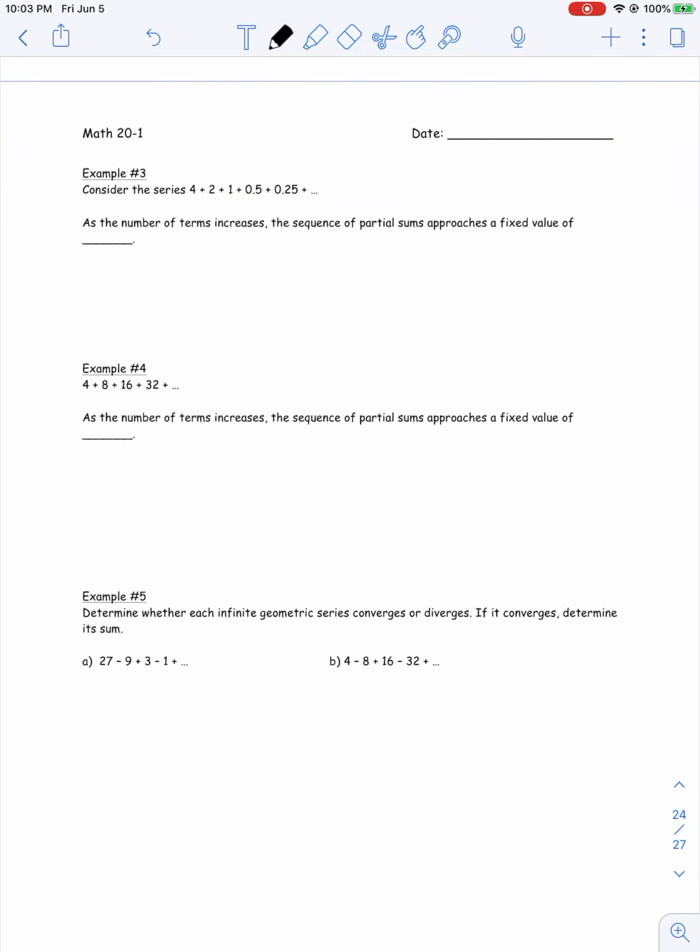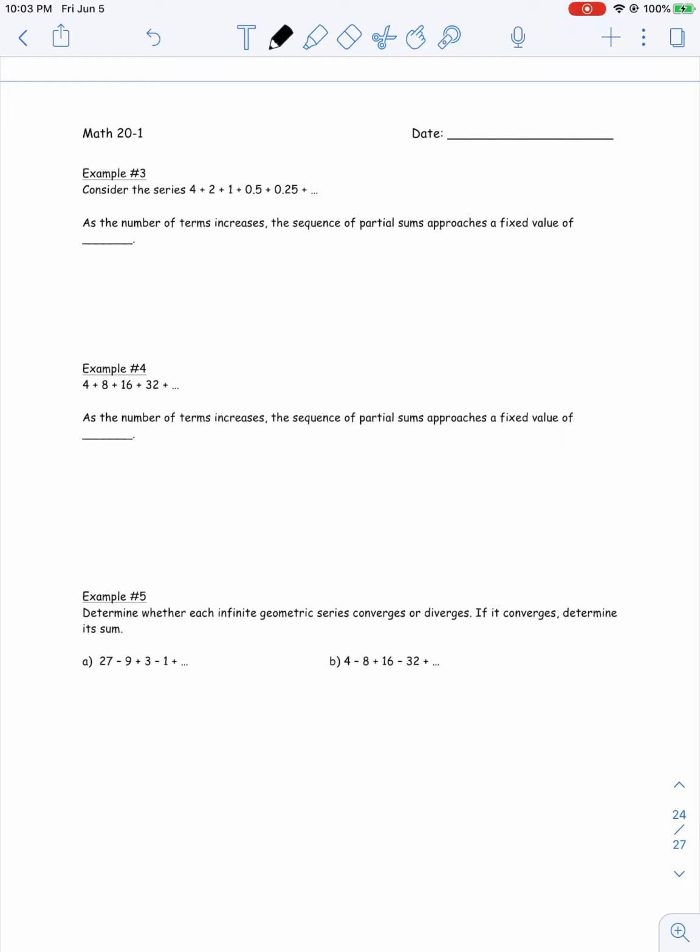So example number 3, they're giving us a series where T1 is 4, T2 is 2, and so on. As you can see, we keep adding a smaller and smaller number to it. Eventually, the addition of them is going to approach a fixed number. So that means this is convergent, so we can find the sum. So it says the partial sum is a fixed value of.